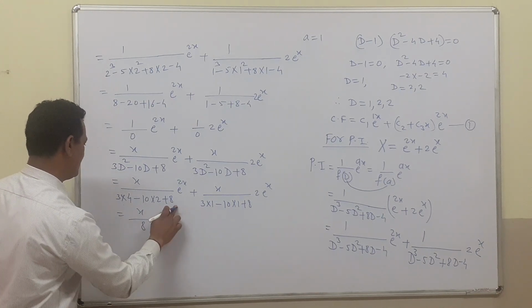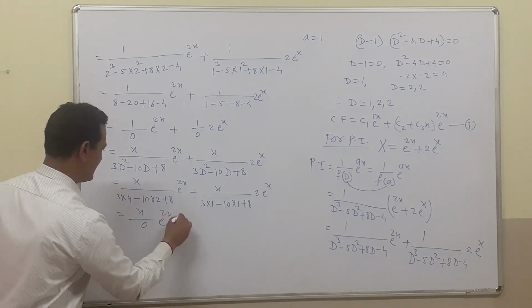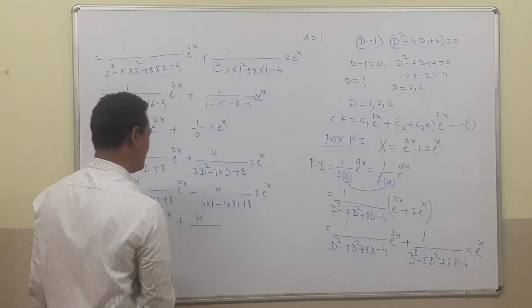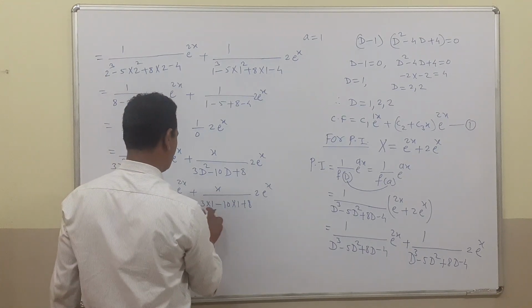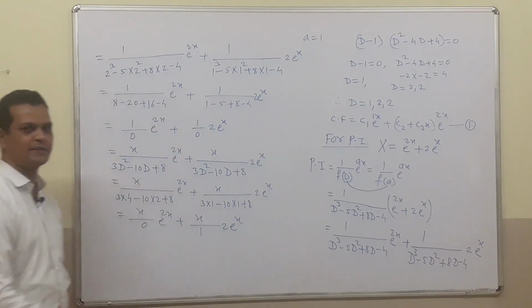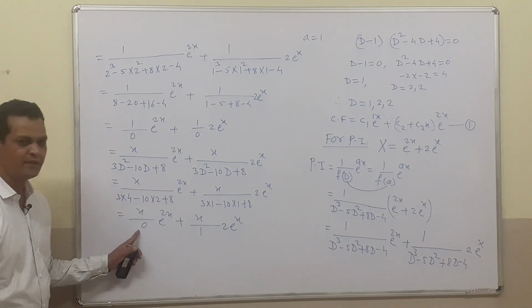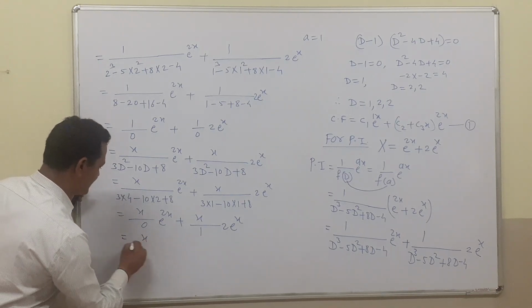12, 20, this is 20, then this is again 0 e raised to 2x plus x upon 1, then 2 e raised to x. Now here the value of this term is 0. So once again attach one more x on numerator.